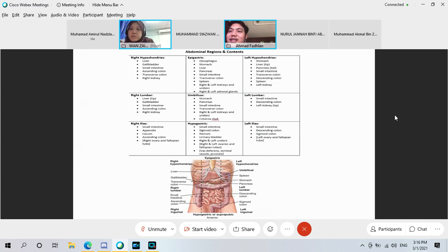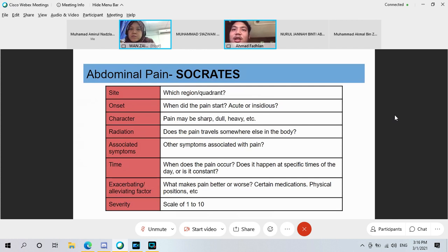So you can see the picture that we have put in the slide to know which region has which organ. Okay, next. So we need to elaborate more on the abdominal pain. So when the patient comes with abdominal pain, we need to know first is the site. So which region or quadrant.